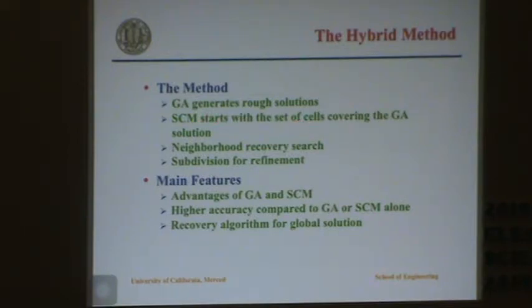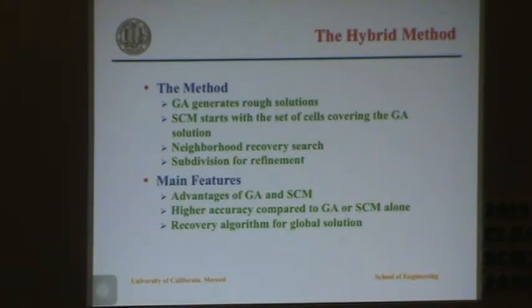We take a set of cells, the boxes, that contains all the generic algorithm results. The generic algorithm, remember, gives you a random collection of points. Now I'm going to use a box to contain them. There will be a finite number of boxes that contain all the generic solutions. Then we start a so-called labeled recovery search algorithm.